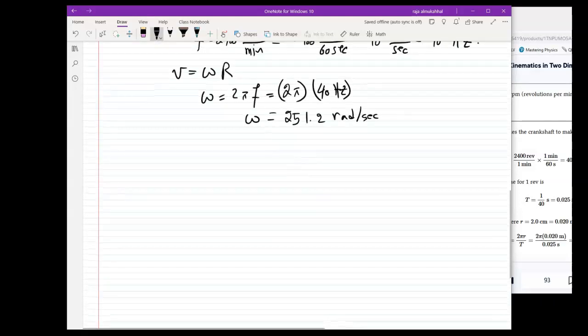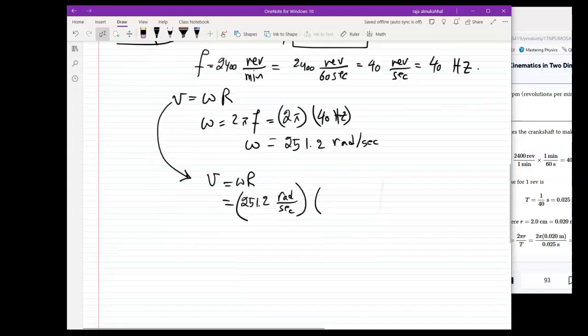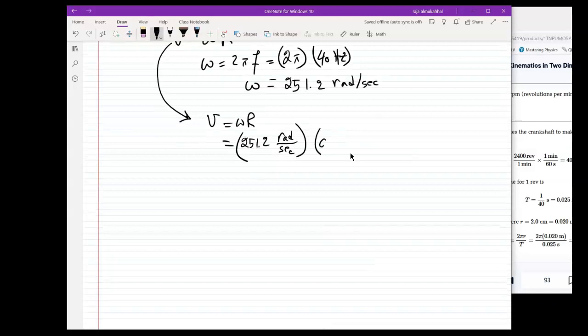And then he asks, what is the speed, the velocity? So that is the velocity right here. The velocity is omega r. So it is 251.2 radians per second times the radius, which is right there, guys, 0.02 meters. Then we multiply this by 0.02, and the answer is roughly 5. So 5 meters per second. And there we go, I got the velocity. Okay.